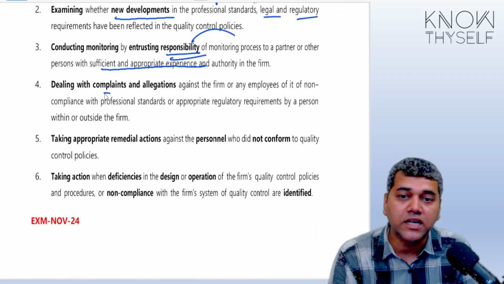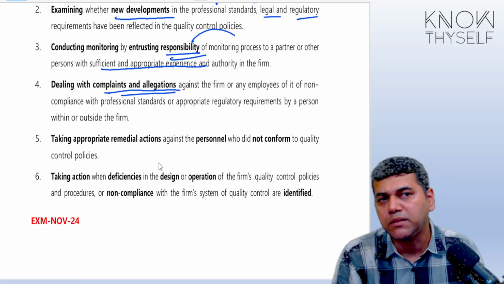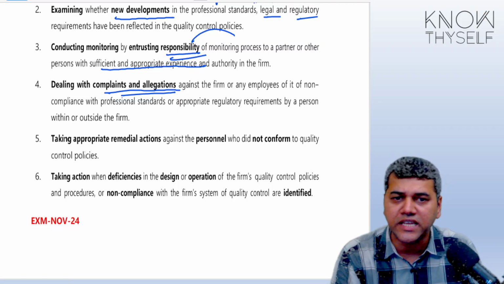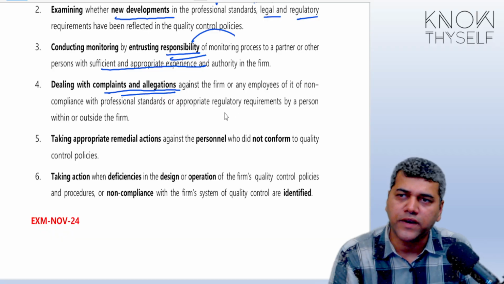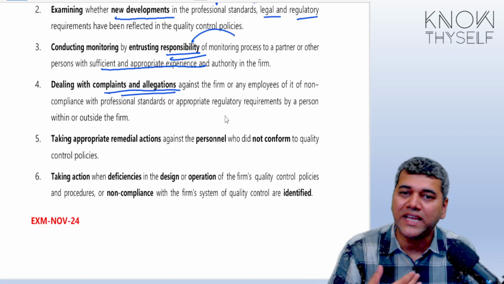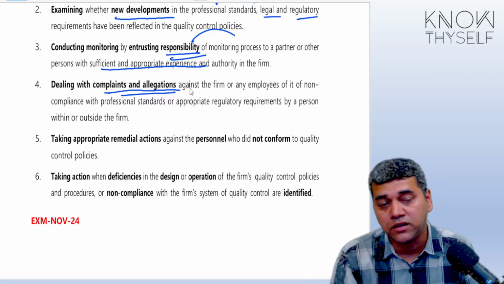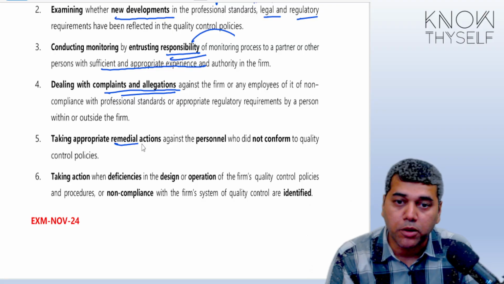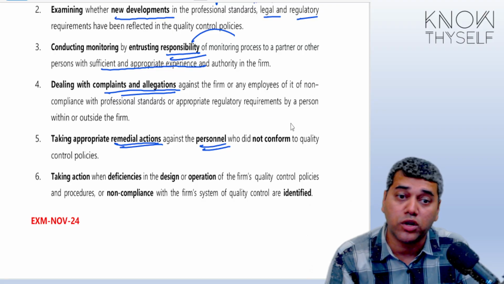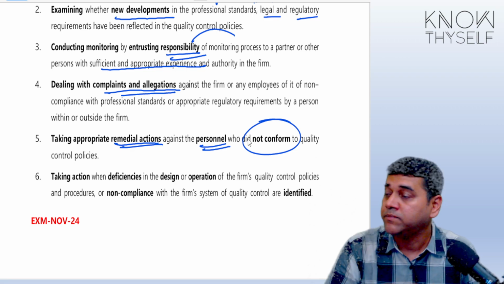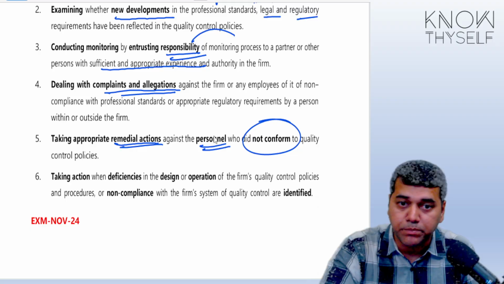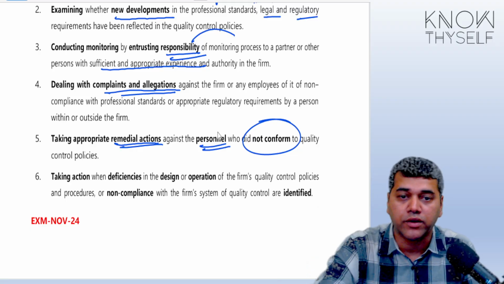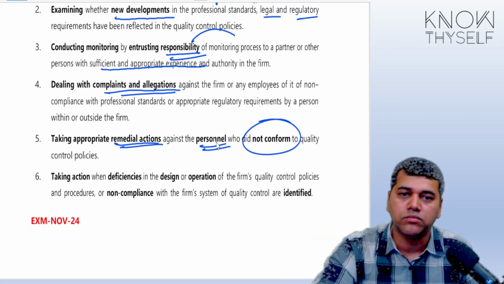You have to deal with the complaints and allegations, because if any complaint comes that there is a non-compliance, any allegations come, see, without fire there is no smoke. So you should not take it very lightly. You have to check whether there is any loophole in the internal control system. Taking appropriate remedial actions against the persons who are not conforming to the quality control procedure. If you don't take action against one person because of his seniority or whatever, all persons are going to follow.